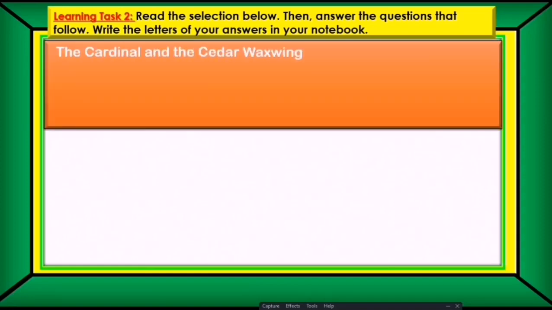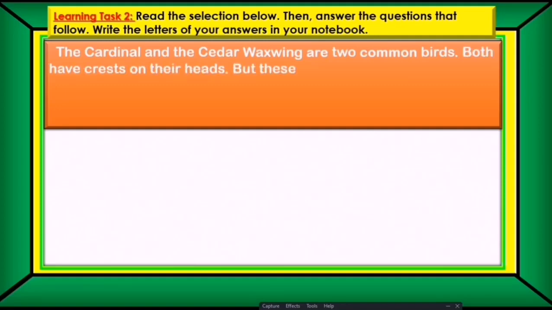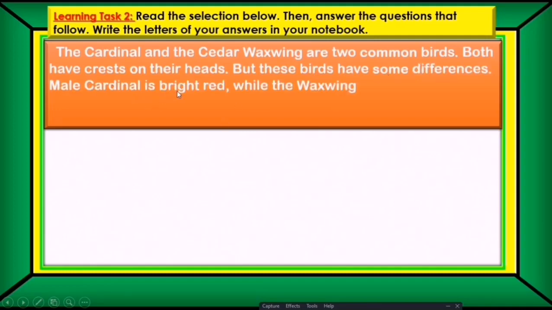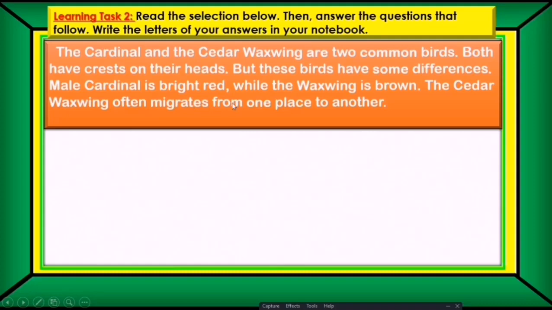The selection: The cardinal and the cedar waxwing are two common birds. Both have crests on their heads, but these birds have some differences. Male cardinal is bright red, while the waxwing is brown. The cedar waxwing often migrates from one place to another. On the other hand, the cardinal stays in one place year after year.